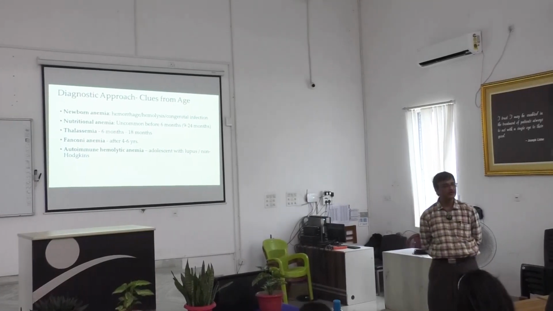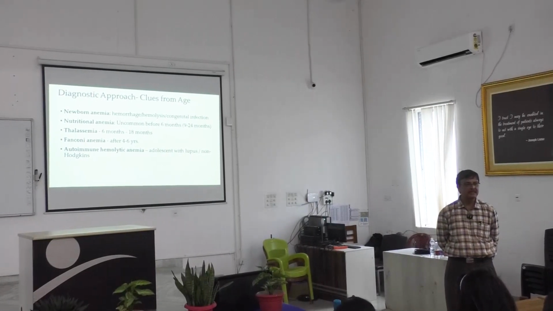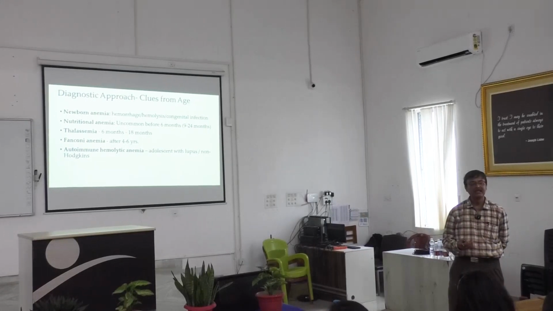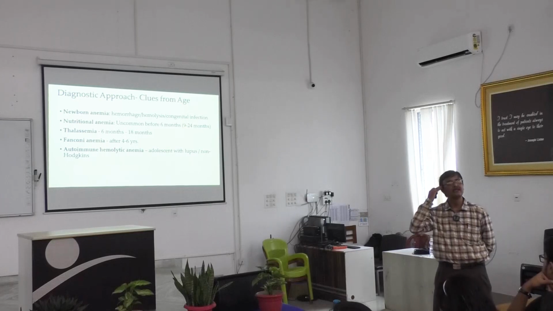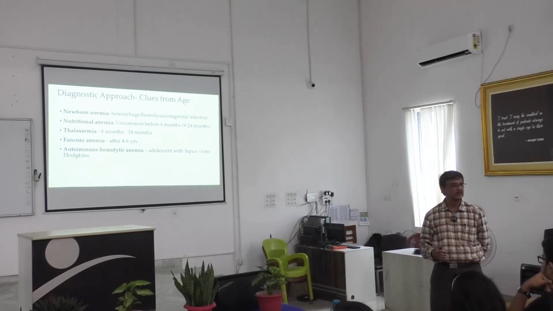So, that is the importance of age. Even for a specified age, you should think rationally. In the background data, it will flash in your brain, oh, this is a 4-year-old child, so these could be the possibilities, like that.